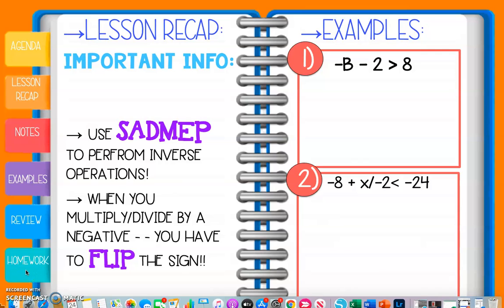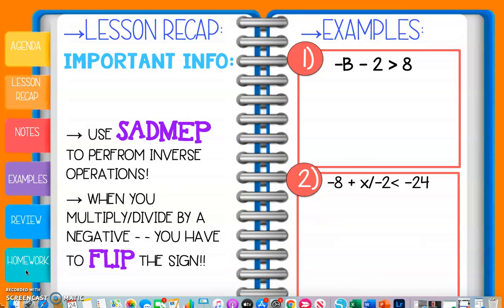All right, guys, today we're going to be solving two-step inequalities, and we're going to throw in some negative numbers. So you remember we did one-step inequalities with negatives, that there's a special rule if you're multiplying or dividing by a negative. So we're going to go ahead and take a look.